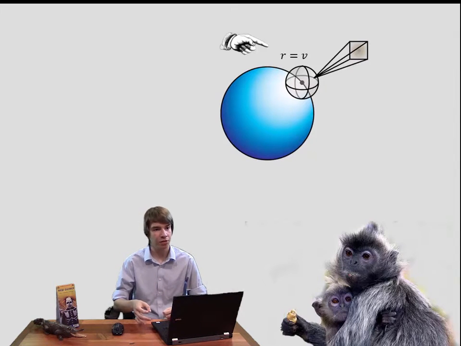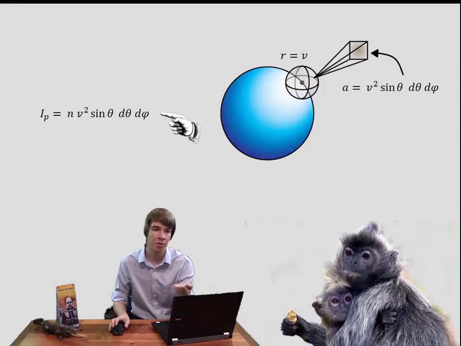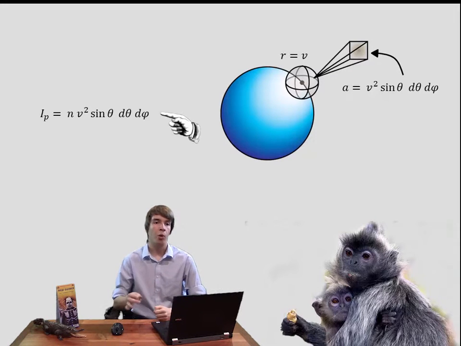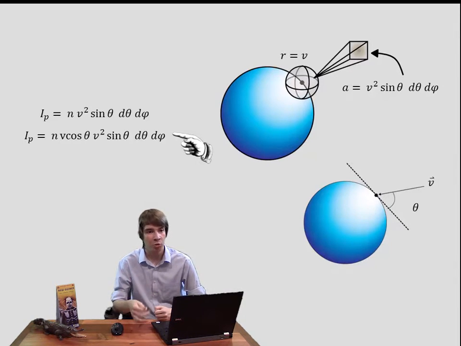Now let the radius of the sphere equal the gas velocity, which gives us the expression for the infinitesimal area component. By multiplying this by the number density of the gas, we get an expression for the flux to the area component. But again, we only want the flux normal to the surface of the grain. So let's multiply our expression by v cosine theta. There's still one more problem with our expression. The velocity of the gas is actually not constant.